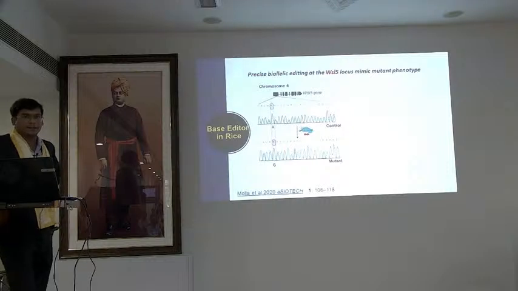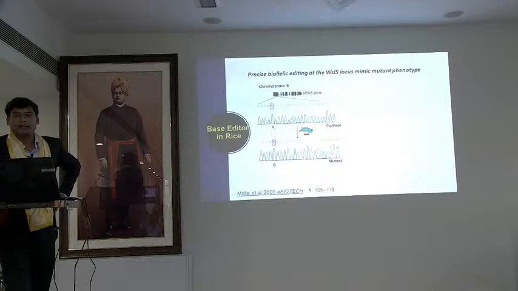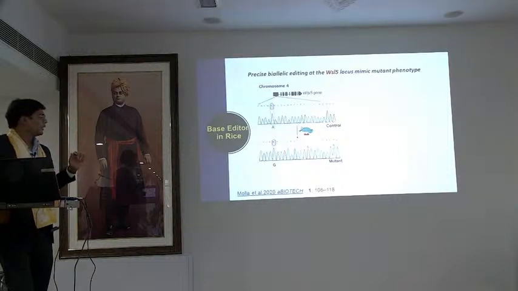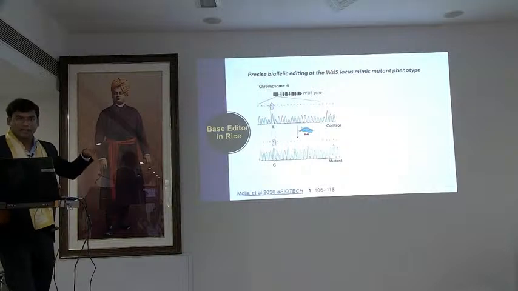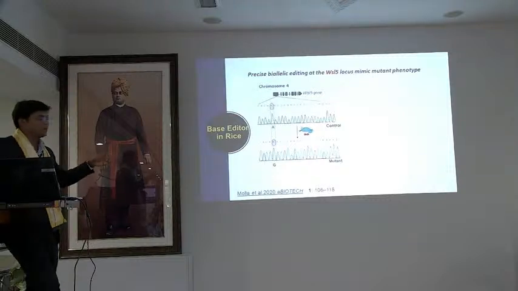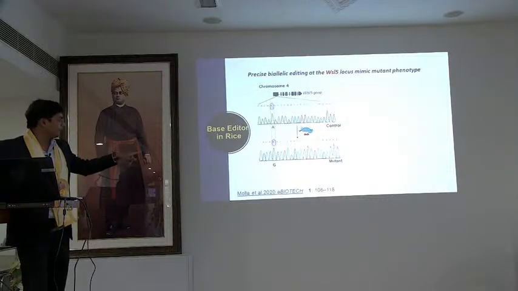What do you see here? A has completely converted, green to black. It means A has been changed to G. Can you find any other changes that happened in this experiment? Here, just match. This is the control, meaning non-edited. And this is the edited one after base editing treatment. You cannot see any other changes in any other nucleotide or any other DNA letter. So this is how precise you can do it. This is from my own experiment.